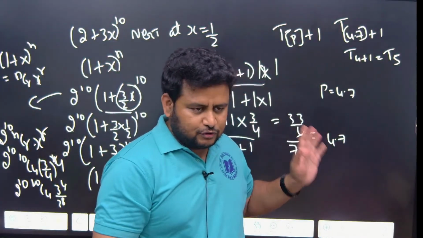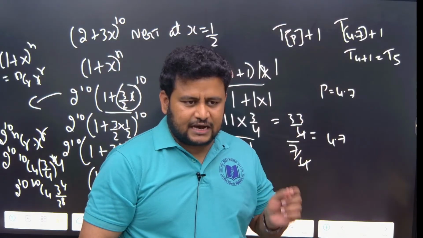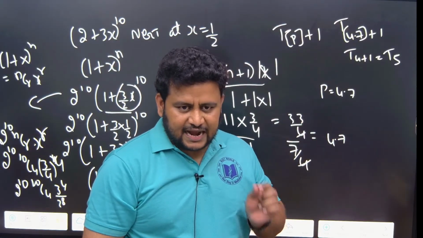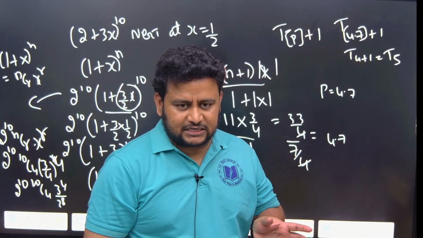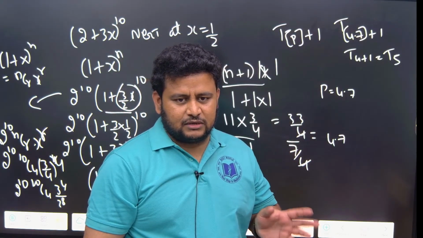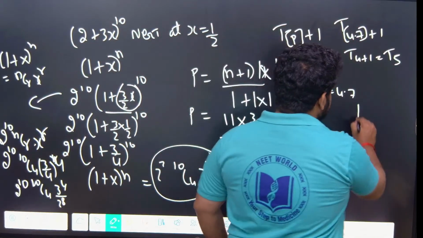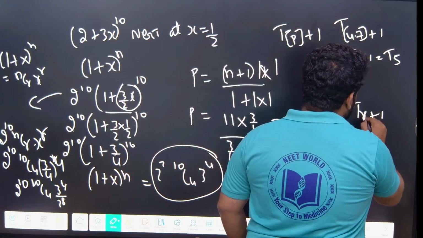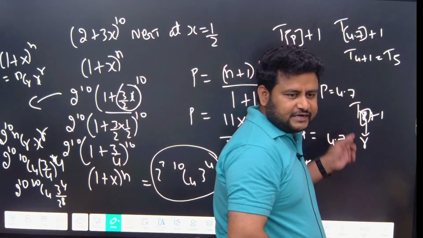First you will find the value of p. Using that you will get T(r plus 1). Use that r and find out the actual value. What is the numerically greatest term? You can write it as nCr into x power r. Okay, clear? T(p plus 1) you will get. This p itself is r.